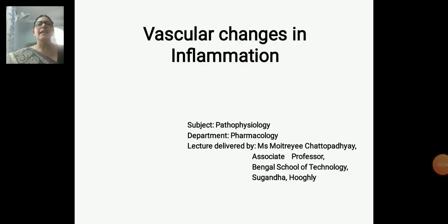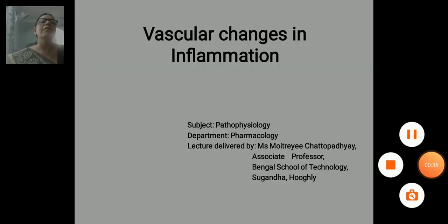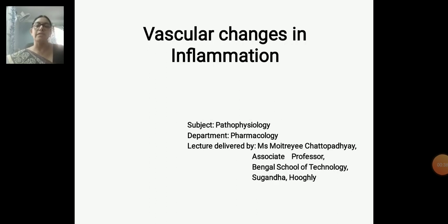Dear students, now we will go into the topic that is vascular changes in inflammation. It is one of the most important topics of pathophysiology, because whichever system you study, there is a relation with inflammation. And inflammation, as you know, is of two types: one is acute inflammation, the other is chronic inflammation. Here we will be dealing with the vascular changes that are observed during acute inflammation, obviously.